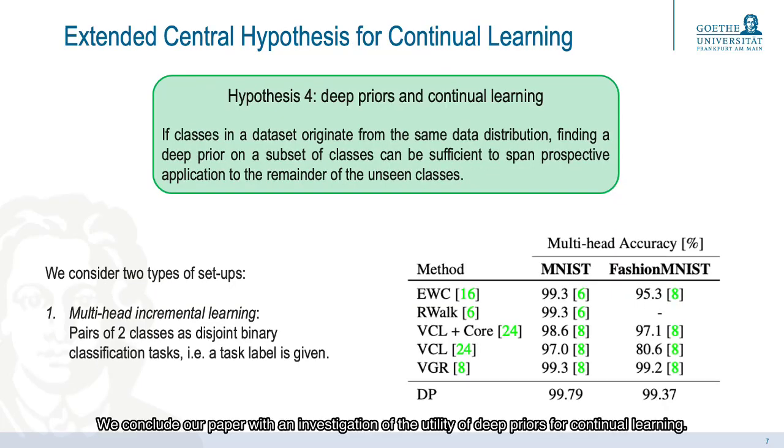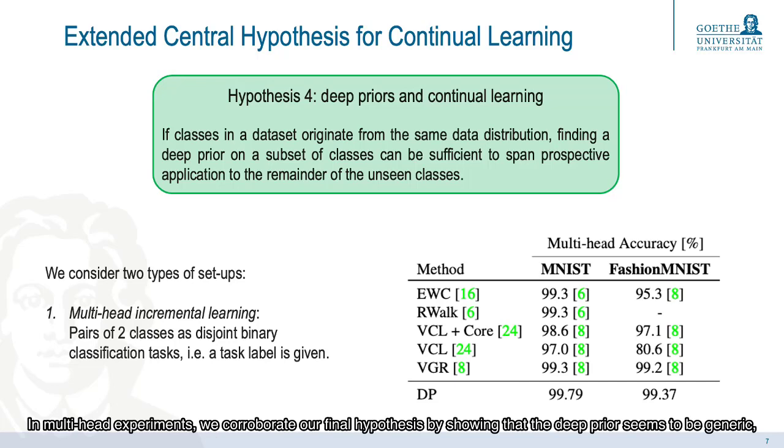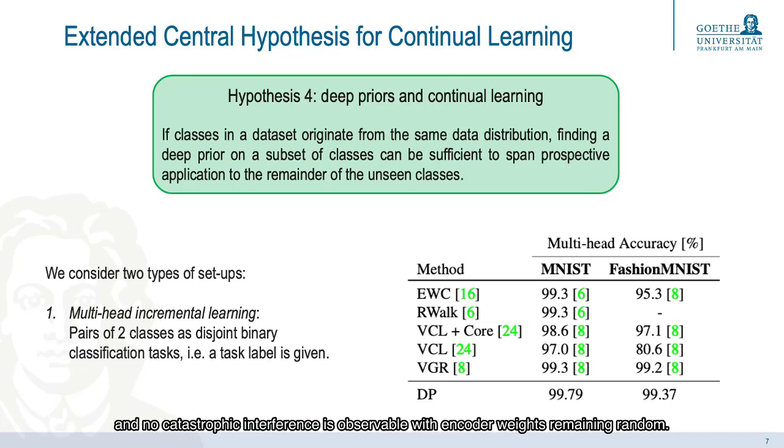We conclude our paper with an investigation of the utility of deep priors for continual learning. In a final hypothesis, we posit that if classes in a dataset originate from the same distribution, finding a deep prior on a subset should span prospective application to the remainder of classes. We investigate this in 2 continual learning setups, multi-head disjoint classifiers and a single-head classifier. In multi-head experiments, we corroborate our final hypothesis by showing that the deep prior seems to be generic, and no catastrophic interference is observable with encoder weights remaining random.